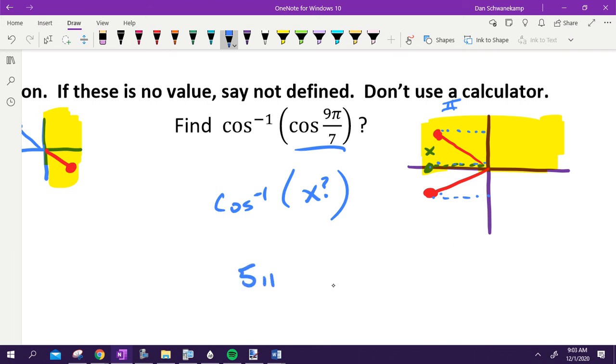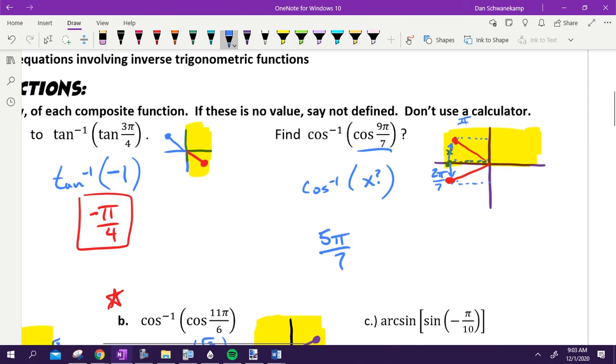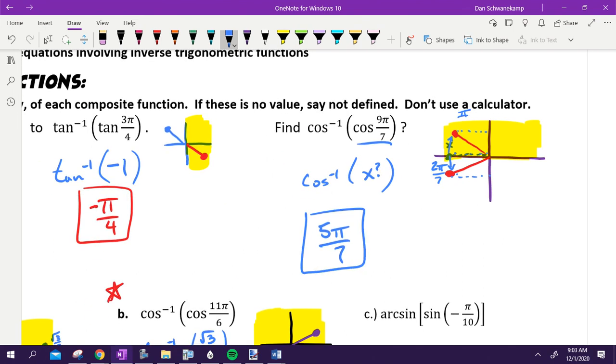5 pi over 7. Aaron, how did you know it was 5 pi over 7? Yep, it's 2 pi over 7 down originally. So if I want to get back into the original one, I'm going 2 pi over 7 the other way. And so it's 2 pi over 7 less than a full pi. It was 2 pi over 7 more than a full pi. Now it's going to be 2 pi over 7 less than a full pi. That is my answer that I'm dealing with there.